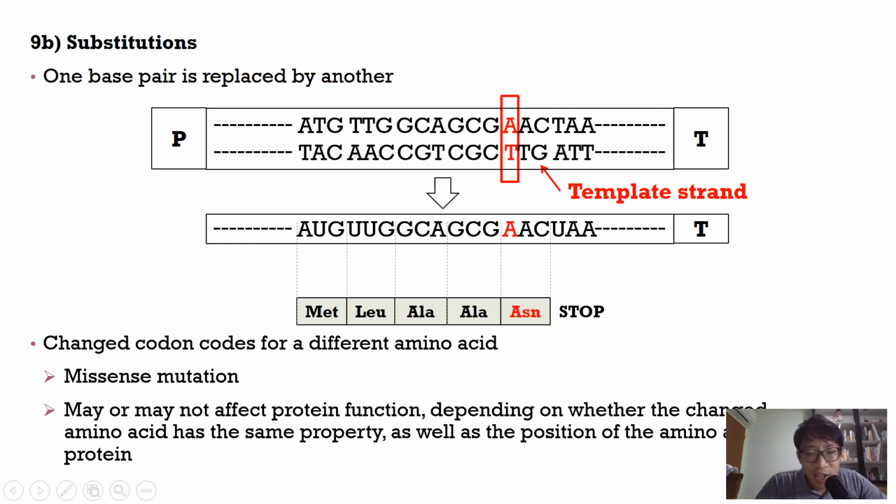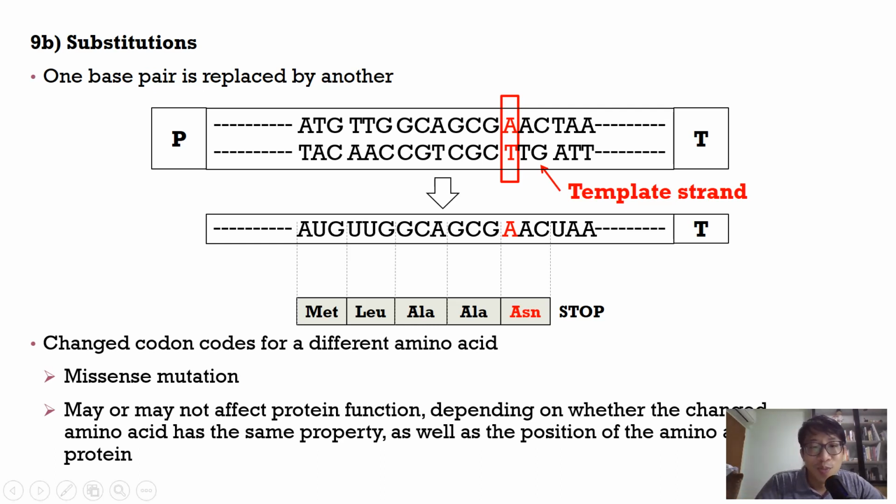Or if the original amino acid carries, say, a hydrophobic R group, it should be found in the interior of the protein after folding. Now the new amino acid, if it contains a hydrophilic R group, then the folding would also be affected. The hydrophilic R group cannot be found in the interior, so the folding of the polypeptide will also be changed.